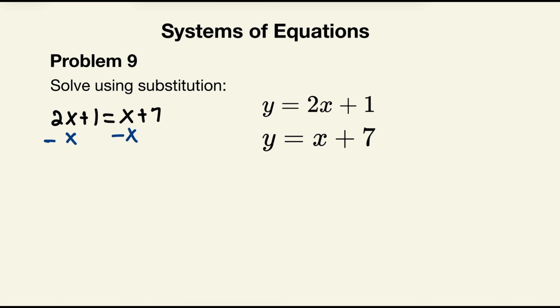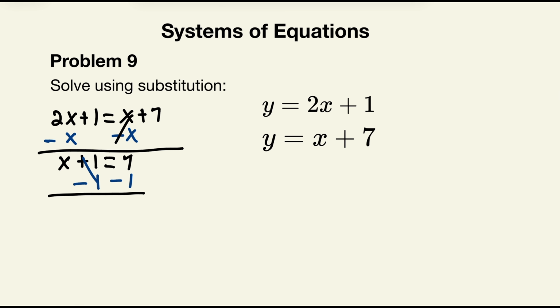And you see here that we are left with x plus 1 equals 7. So the next thing to do is to subtract 1. Subtracting 1 from the left and from the right. And you see here that we are left with x equals 6.